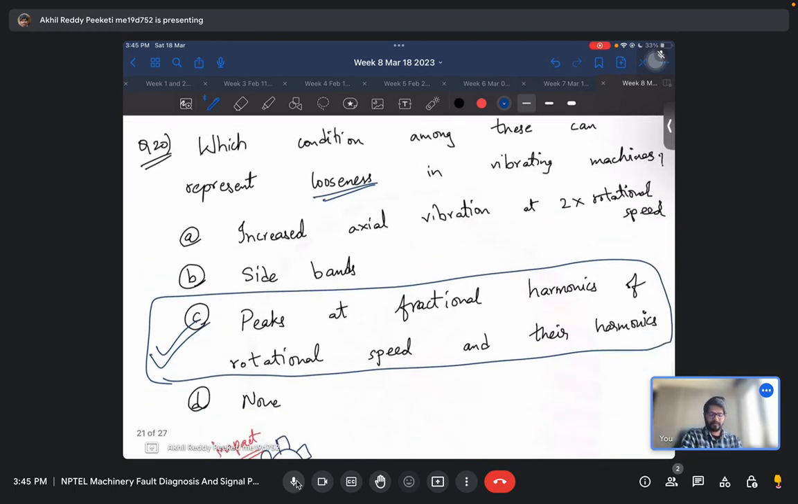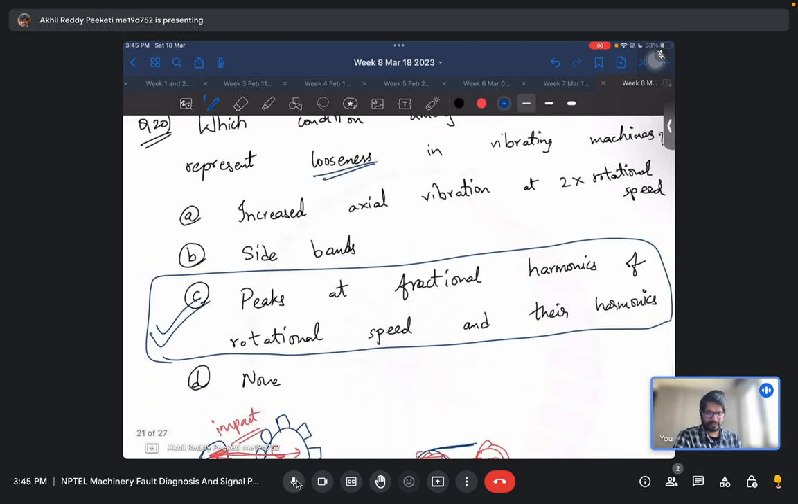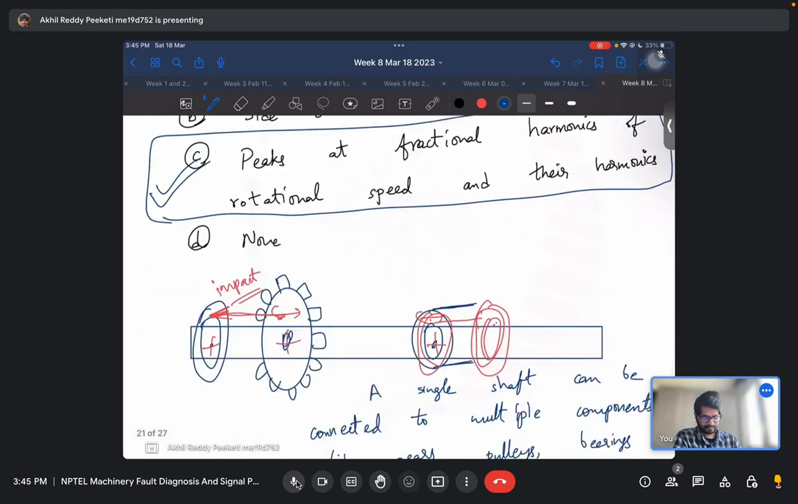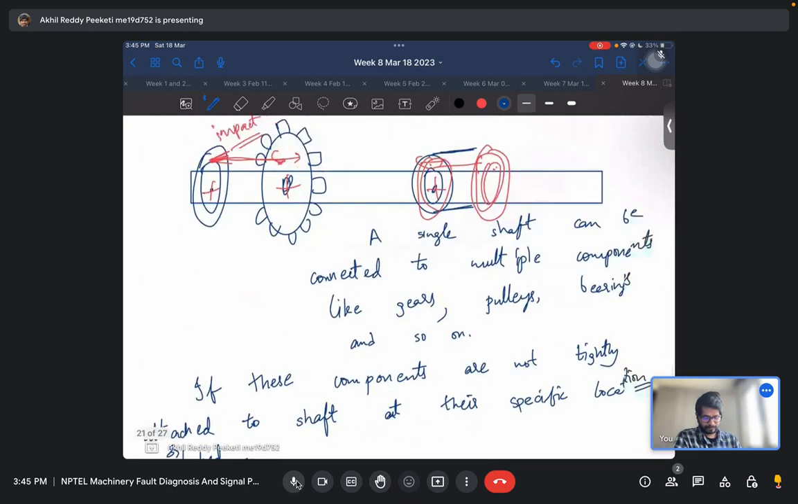Okay, so looseness basically means whatever is connected to the shaft is loosely connected, so it can move across the shaft in the axial direction, and when they can move, they can hit one another, and when they are hitting one another, it creates impulsive vibrations, and these will give peaks at fractional harmonics of the rotational speed. Okay.